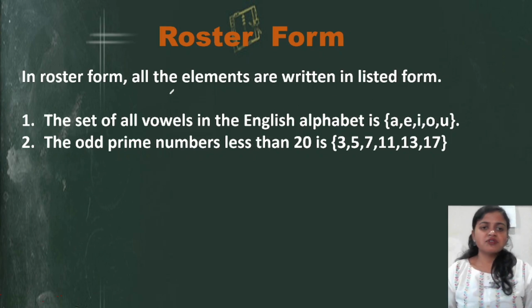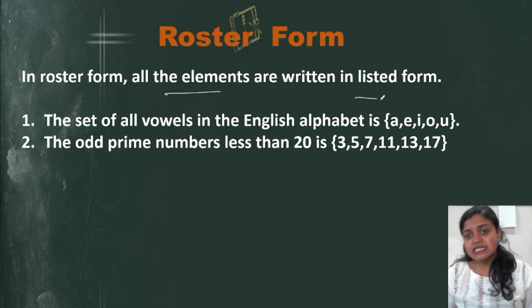Roster form. In roster form, all the elements are denoted and written in listed form. For example, the set of all vowels in the English alphabet: A, E, I, O, U. This is the listed form.